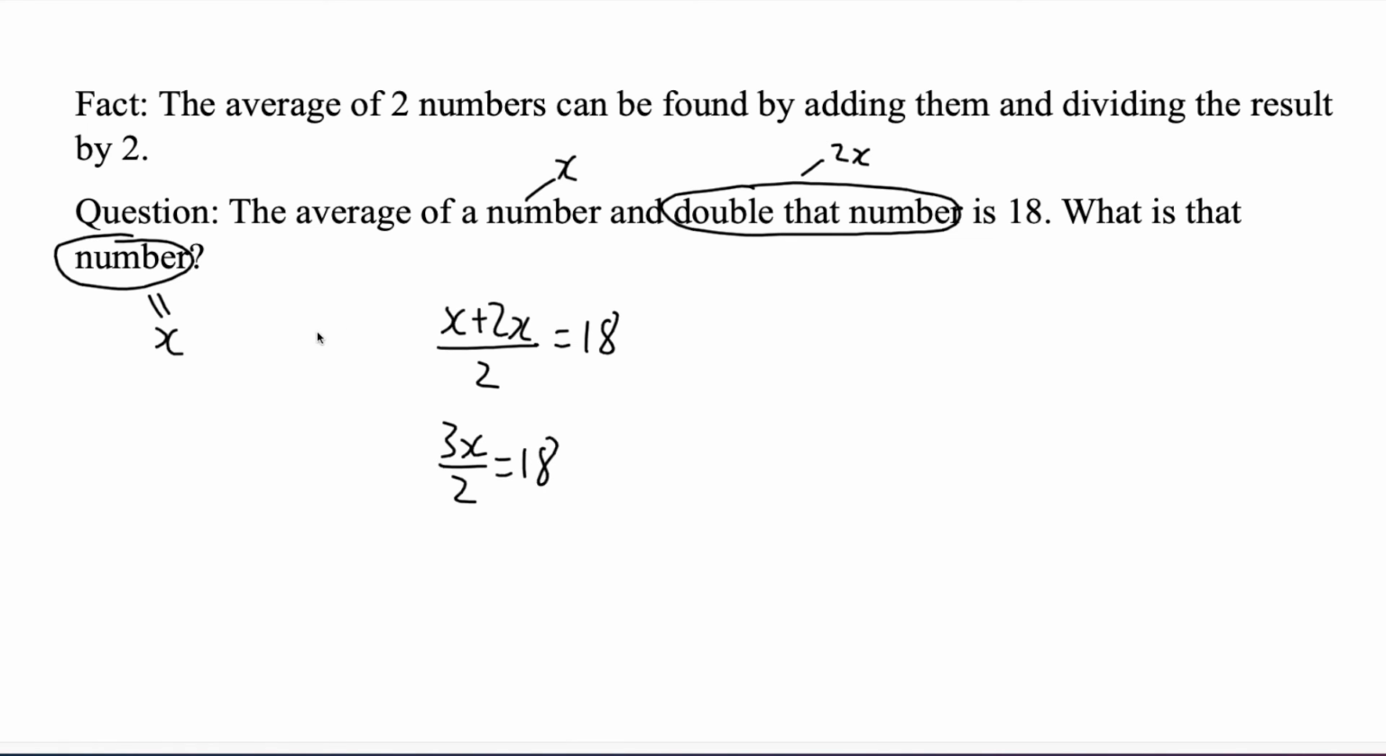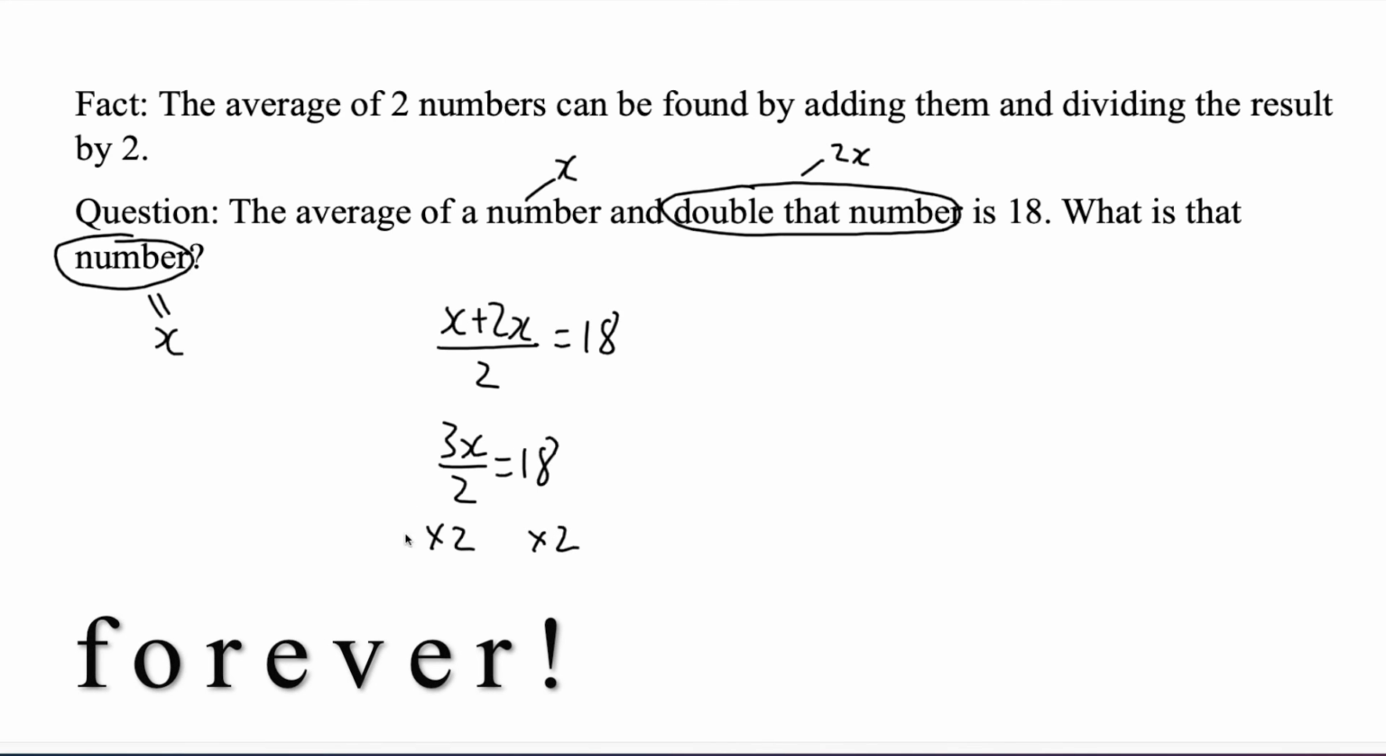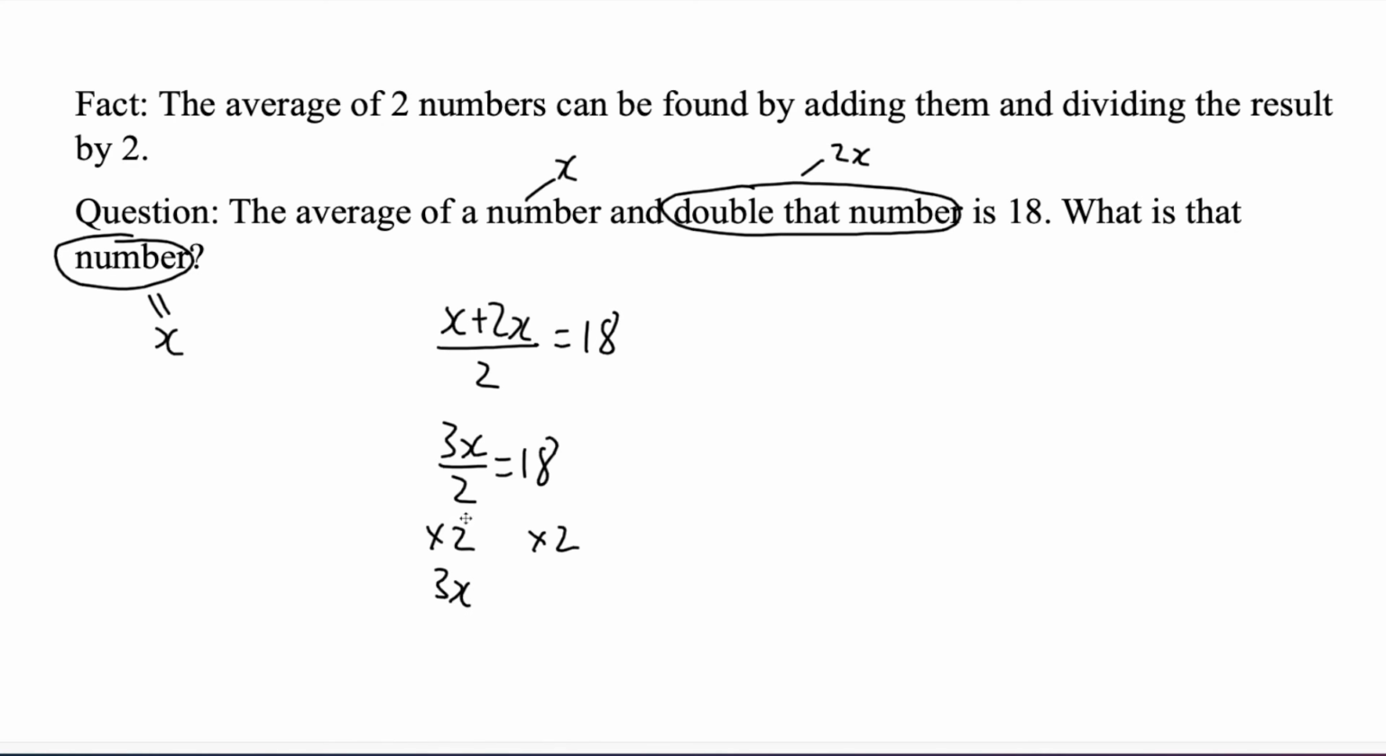Now we just solve. So we have a fraction here. We have 2 at the bottom. We want to get rid of the 2. What do we do? We multiply it. Multiply and get rid of the 2 forever. So then we get 3x is equal to 18 times 2. If you don't know it, get a calculator. It's 36. Next step, get rid of the 3. How do you get rid of the 3? Divide by 3. Good. Divide by the number in front of the x. So then you have x is equal to 36 divided by 3, which is 12.